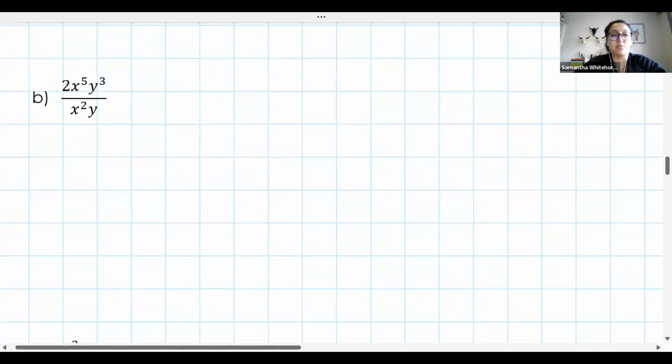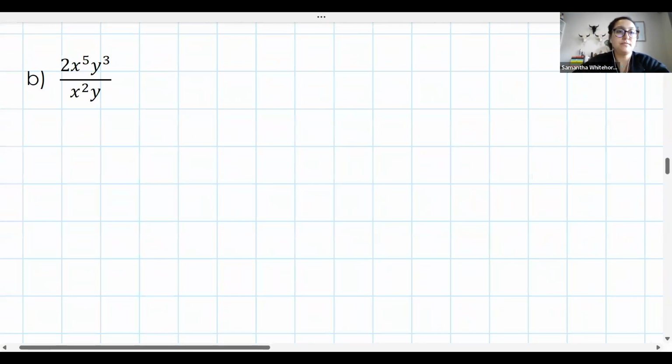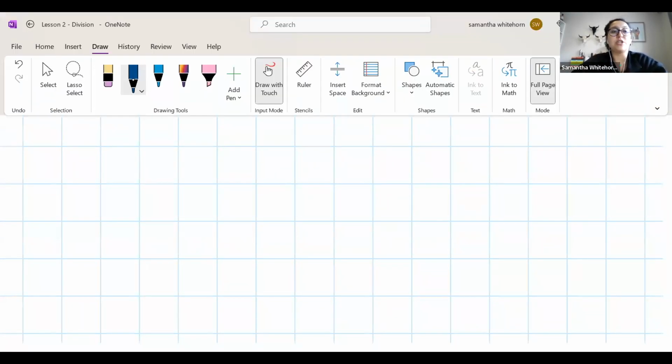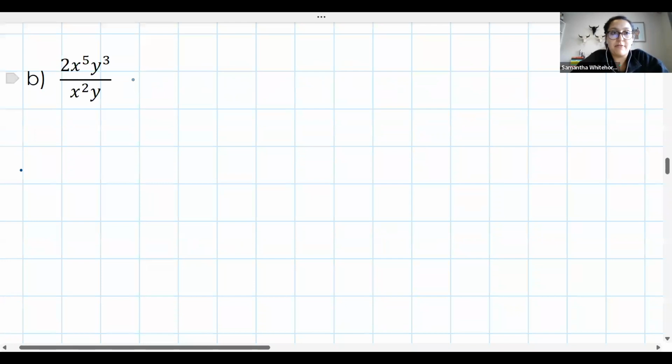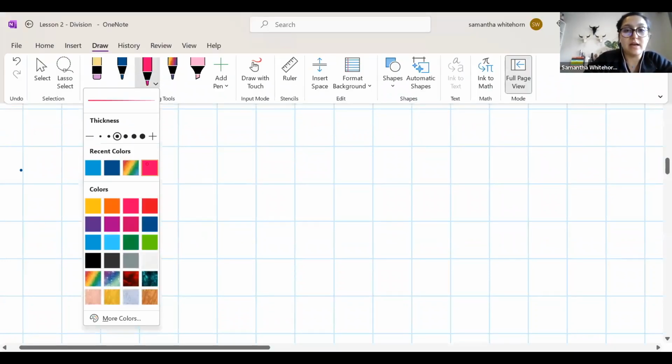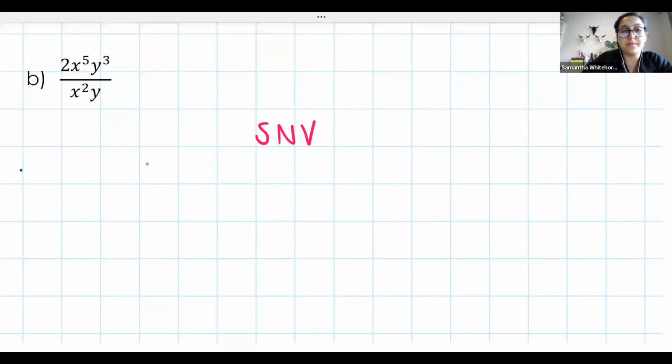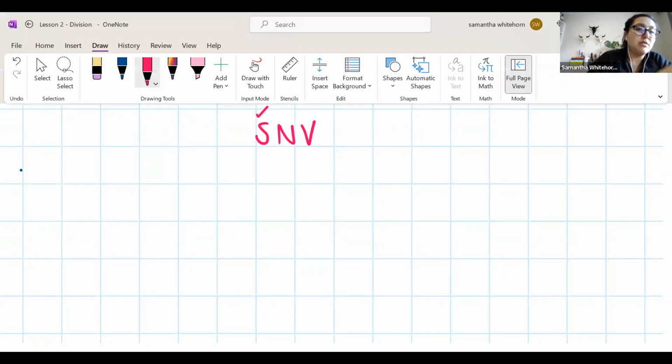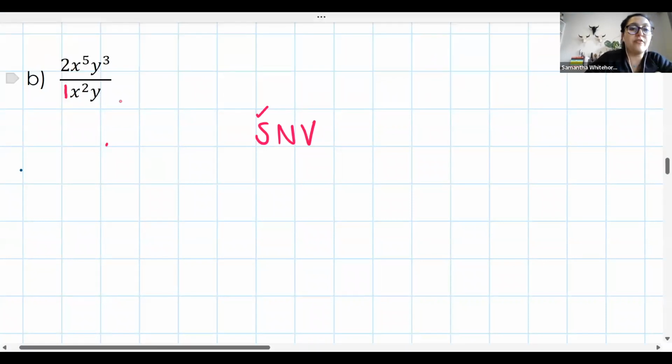I'll come back and make it smaller so you can take a screenshot. So if we have a look at question B, we've got 2x to the power 5, y to the power 3, divided by x squared y. Now again, grade 8s, this is where we use SNV, signs, numbers, variables. Positive divided by a positive is a positive, so I've dealt with my signs. When it comes to the numbers, what I need to remember is that I do actually have a coefficient of 1 in front of my x squared y.